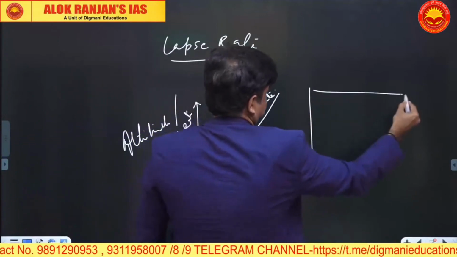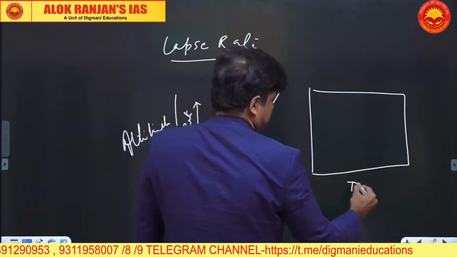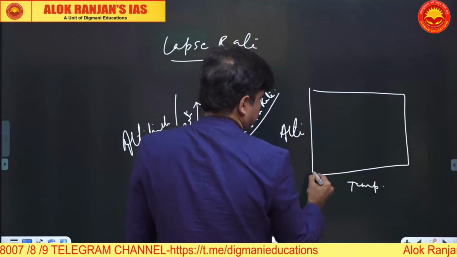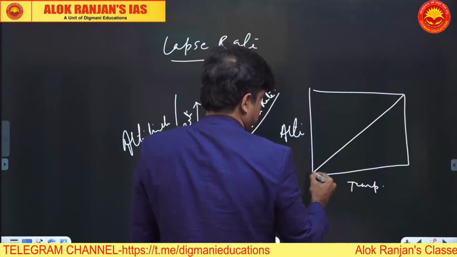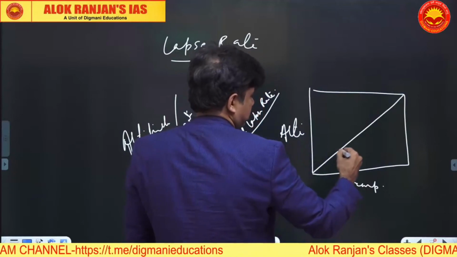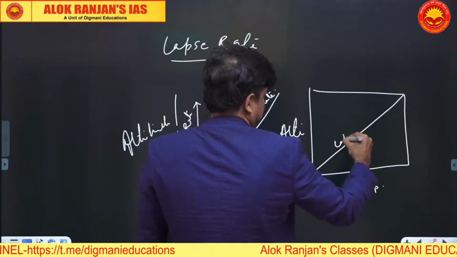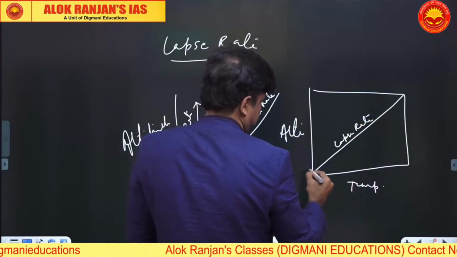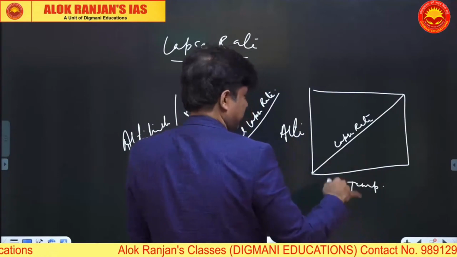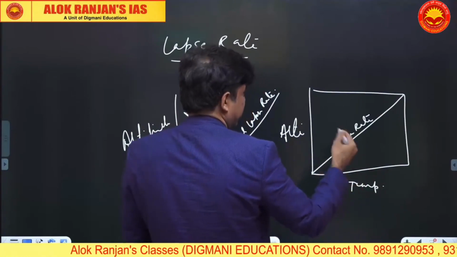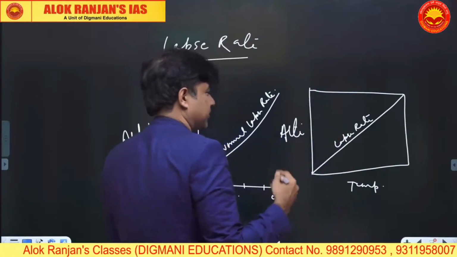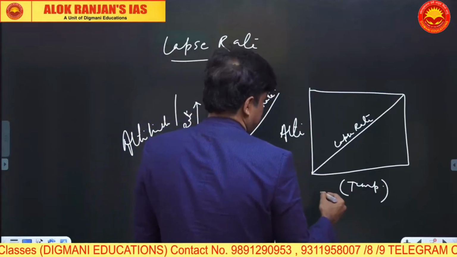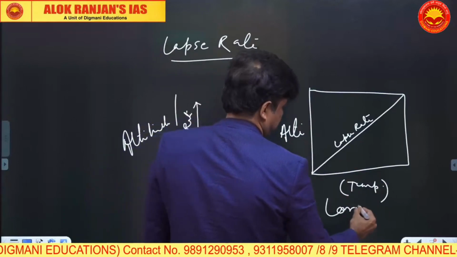Or you can show in this fashion also. This is the temperature. This is where you have altitude. And if you take this diagonal, this line is showing the lapse rate. Whether temperature increases or decreases, whatever. But theoretically, this is called Lorentz curve. Temperature or lapse rate on Lorentz curve.